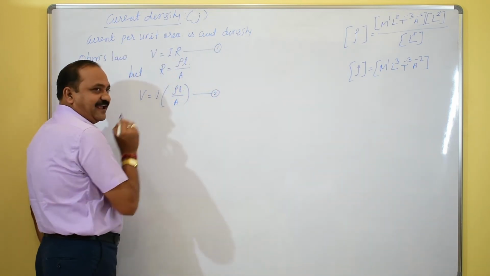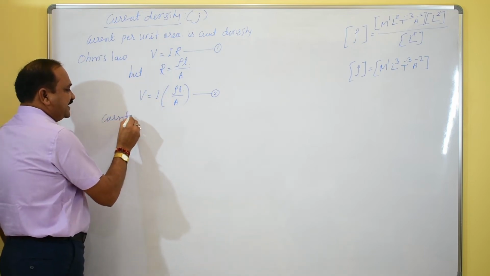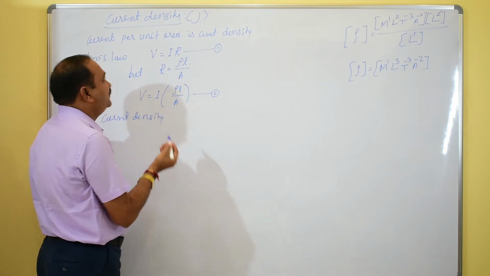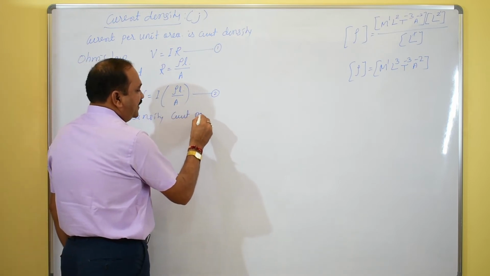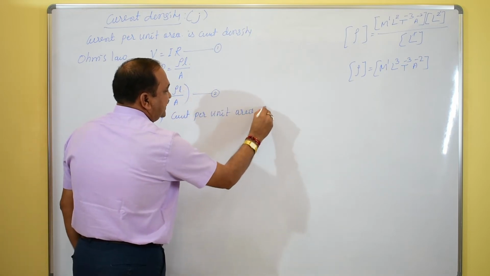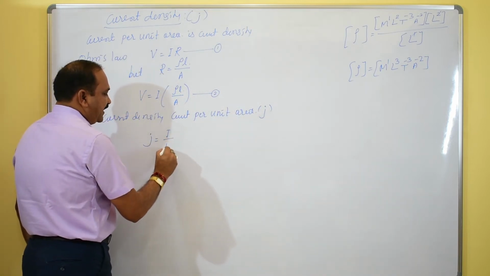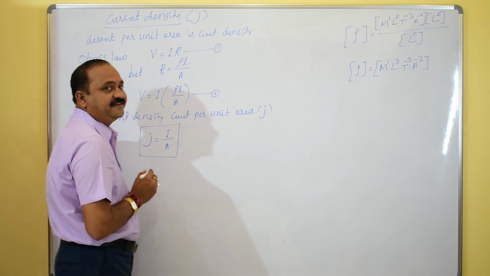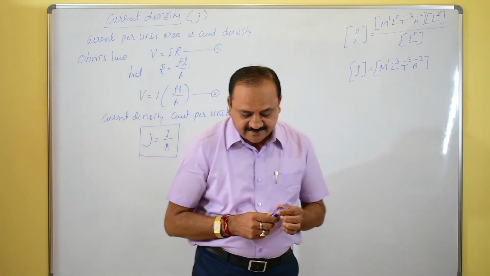Yes, we know the current density. It is the ratio of current to the area, ultimately the current per unit area. That is the current density, J. So J equal to I by A. Current density is a vector quantity, and you should always analyze it in that way.